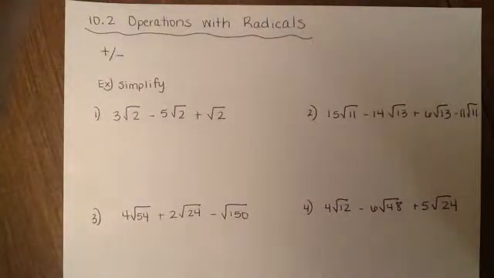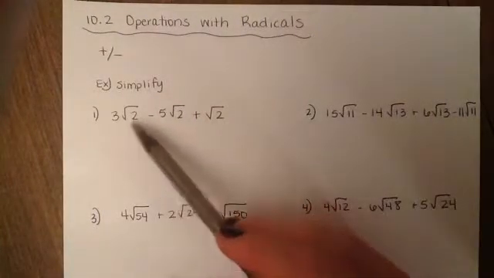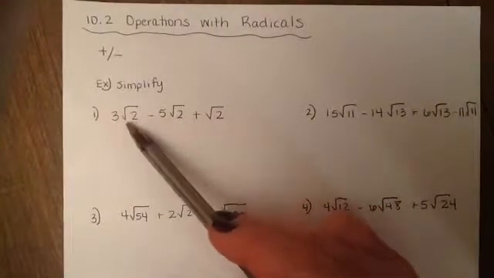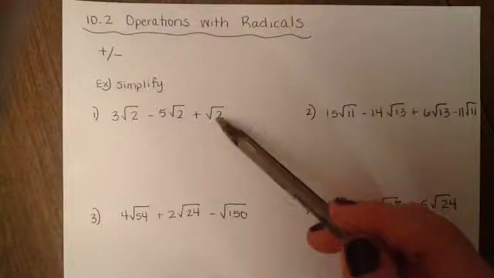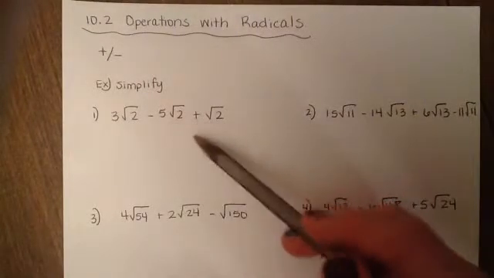Mathematicians, today we're going to look at some different operations with radicals. We're going to start with addition and subtraction. If we notice here, all of our square roots are the same. Square root of 2, square root of 2, square root 2. So I can combine anything with a square root 2.